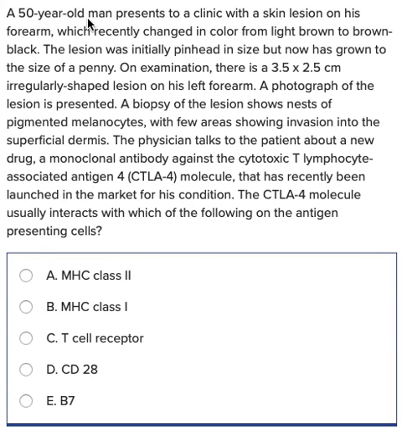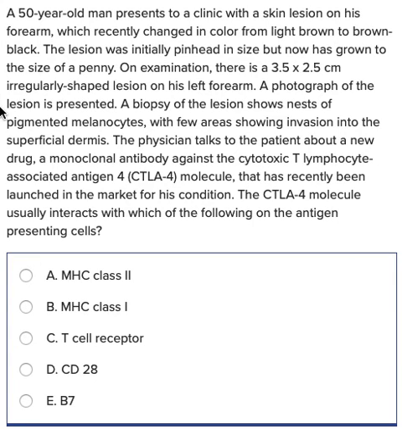A 50-year-old man presents to a clinic with a skin lesion on his forearm, which recently changed in color from light brown to brown-black. The lesion was initially pinhead in size but now has grown to the size of a penny. On examination, there is a 3.5 times 2.5 centimeter irregular shaped lesion on his left forearm.